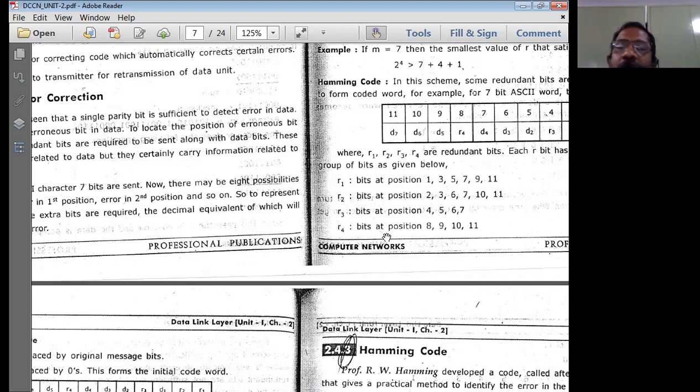Next is R4 bit positions. We start with 8 as the next in the sequence, because it is the 1, 2, 4, 8 code. So we should write 8 numbers continuously. That means 8, 9, 10, 11, 12, 13, 14, 15. If at all you had up to 16 numbers, you can write here up to 15. So like that, we arrange the parity bits.